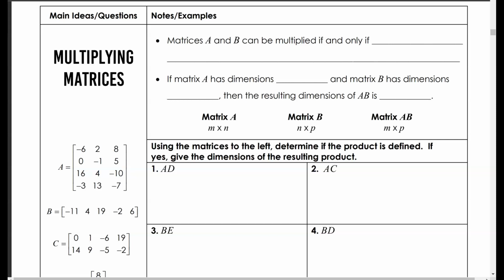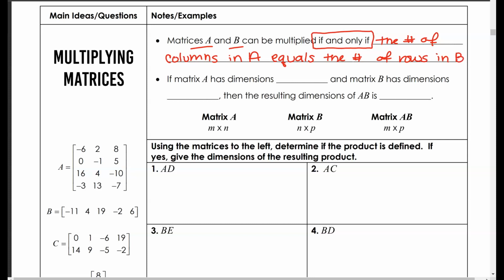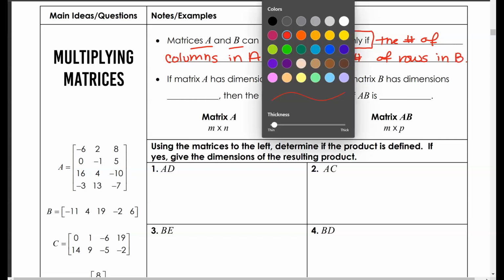All right, class, today we're going to be focusing some more on operations associated to matrices, specifically looking at multiplying matrices. So a matrix A and matrix B can be multiplied if and only if the number of columns in A equals the number of rows in B. All right, let's go over this one more time because I think it can be a little confusing at the beginning.